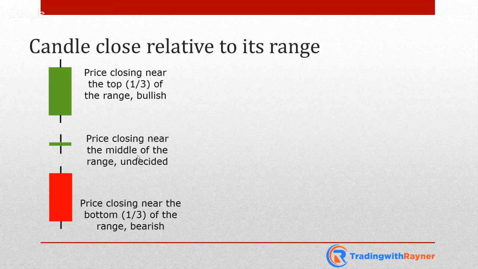If price closes in the middle of the range, then it's basically undecided, which means the buyers and sellers are pretty much in equilibrium. And if price closes near the bottom of the range, it is bearish, showing you that momentarily the sellers are in control. Remember, I use the keyword momentarily because it's just for this moment. If you want to know what the market is likely to do over the next 10, 20, 30 candles, look at the trend. That will give you a much more accurate picture.